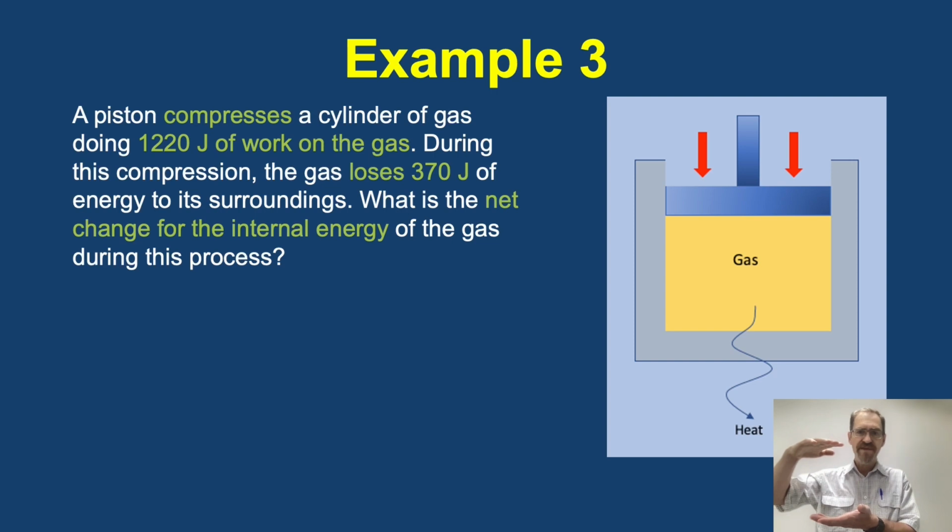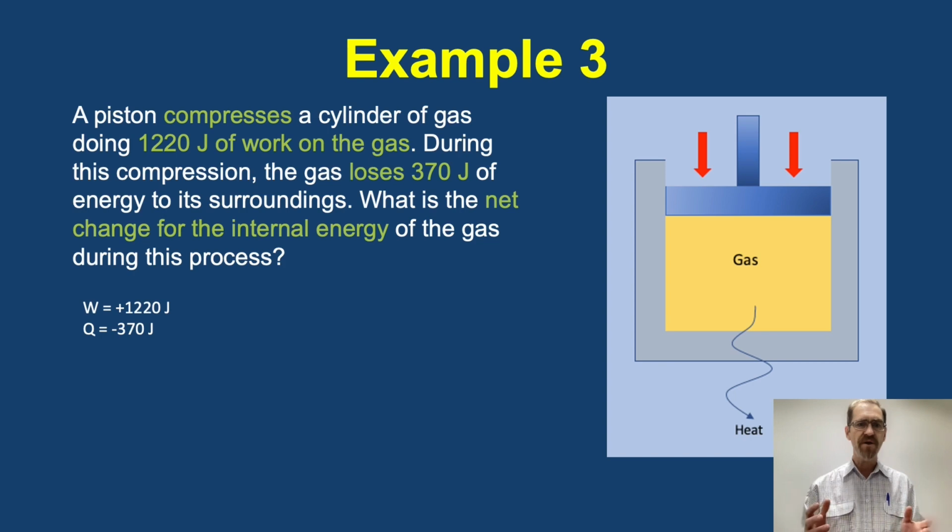When the piston compresses down onto the gas, the piston is doing work on the system. So that type of work is going to be positive on the system. During the compression, the gas loses 370 joules of energy. That's going to be heat that it's lost to its surroundings. We are supposed to figure out the net change for the internal energy of the gas during this process. Let's list our givens. Work is going to be positive 1,220 joules. Heat is going to be negative 370 joules.